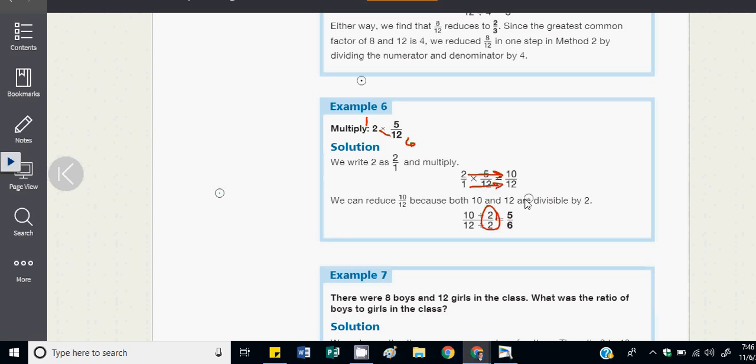How about example 7? We're almost done. 8 boys, 12 girls. What's the ratio of boys to girls? I'm guessing we'll have to reduce them. Boys to girls, 8 to 12. Let's show it as a fraction, 8 to 12. And then we've got to do that same one we had before. Divide top and bottom by 4, that GCF.